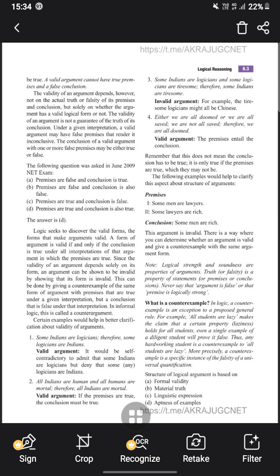This can be done by giving a counter example of the same form of argument, with premises true and a conclusion that is false under an interpretation. In informal logic, this is called the counter argument. If there is a conclusion false, then it will be called the counter argument.